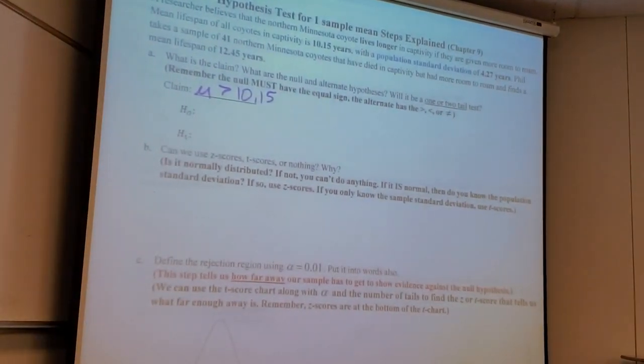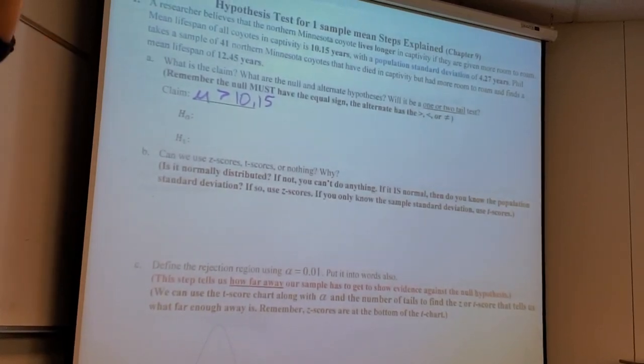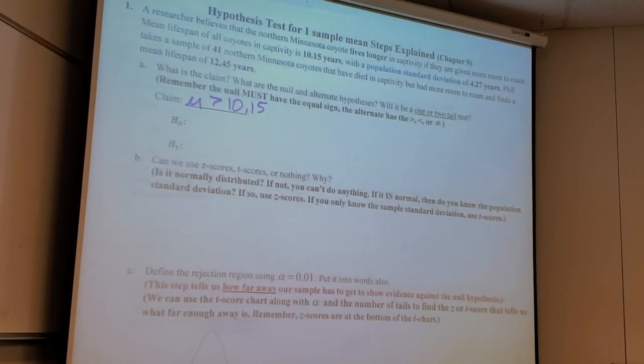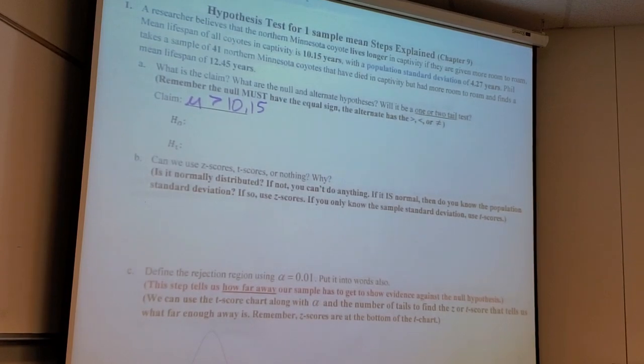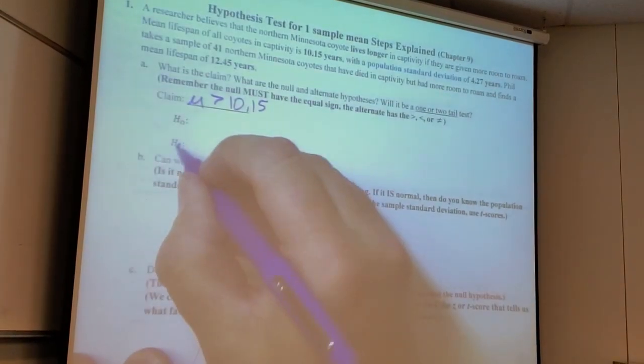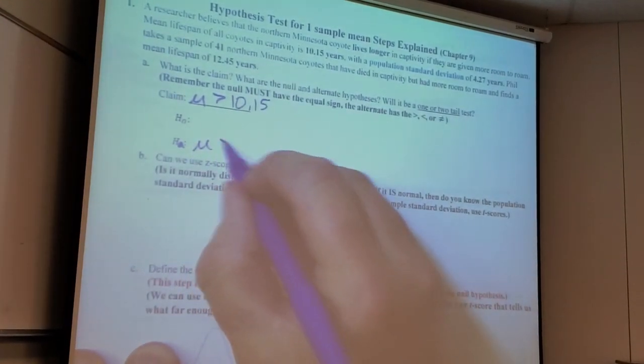The null has to have these symbols because it's got to include the middle. The alternate has to have these symbols. So the claim we just found, where does it go? Does it go next to the H0 or the Ha? Yeah, it doesn't have an equal sign of any kind, so it goes by the Ha.